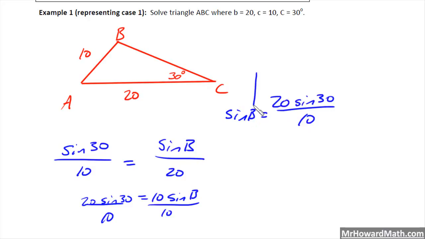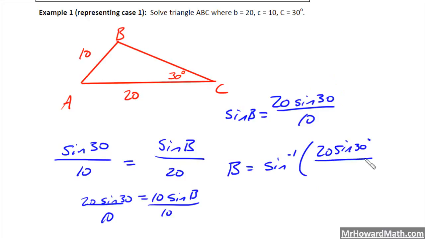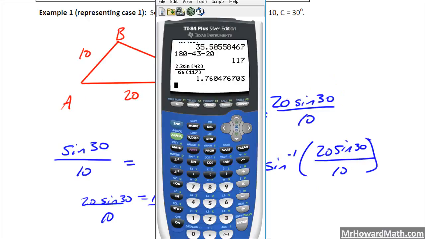And notice we're finding an angle measure here, so we'll need to do the inverse sine. So finally, angle B is equal to sine inverse of this whole chunk here, 20 sine of 30, all divided by 10. And let's put that in our calculator here.